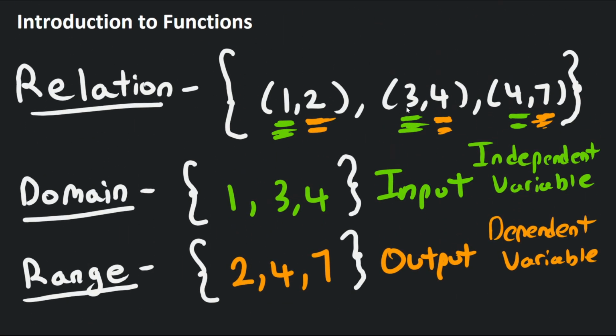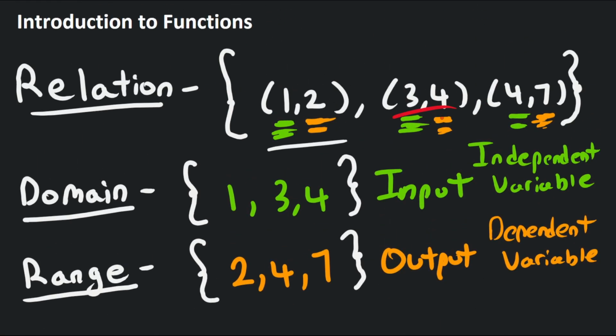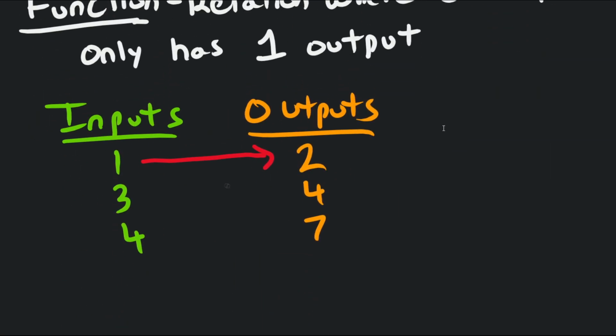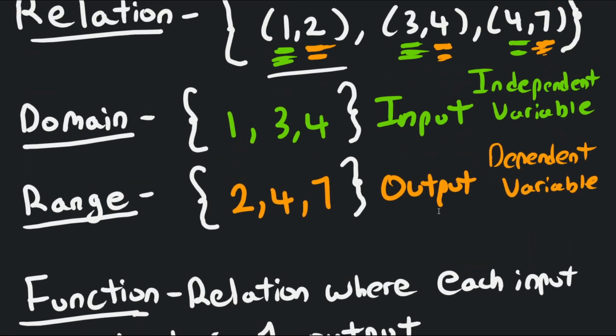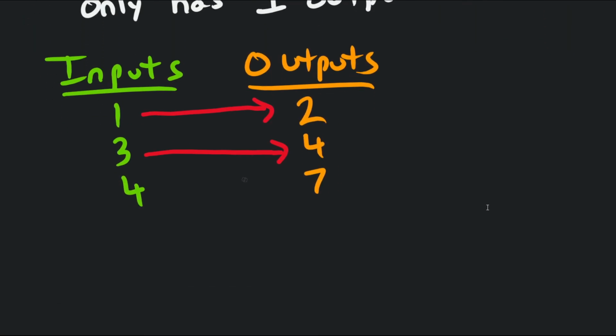If we go back up, this first ordered pair right here, 1 relates to 2. So if we input 1, our output will be 2. We'll draw an arrow from 1 to 2. And up here, 3 relates to 4. If we input 3, our output will be 4. Great. And in this last one, 4 relates to 7. So that means if we input 4, we will output 7.